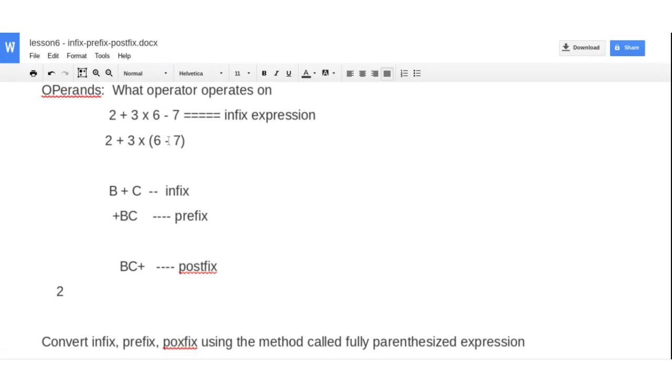In the first one we had to start at the multiplication, but as soon as we put the brackets, we have to start where there is a bracket. So now we start by doing 6 minus 7, because the 6 and minus 7 are surrounded by a bracket. Brackets have a higher precedence than the multiplication and division.